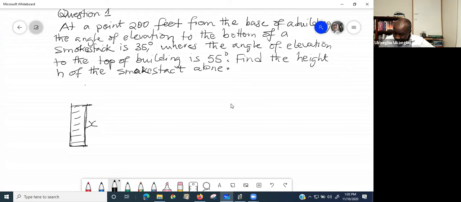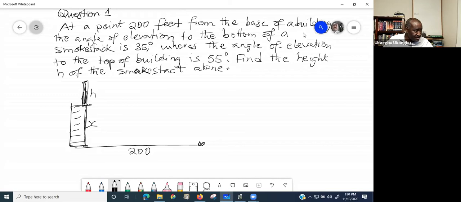And then they built a smokestack on top of it. So this might probably be the smokestack. And that one, they gave you a variable to use, which is H. And then what else did they say? They said that the angle of elevation to the top of the building. Hold on. Okay. At a point 200 feet from the base of the building. So now go 200 feet. This place, 200, right?